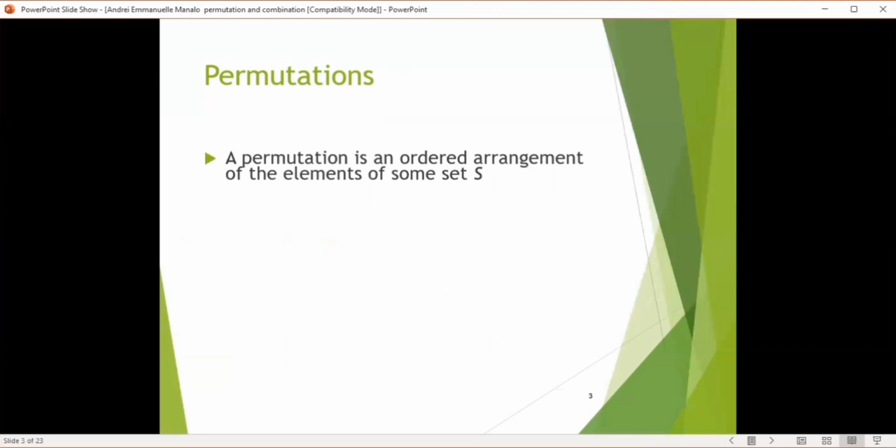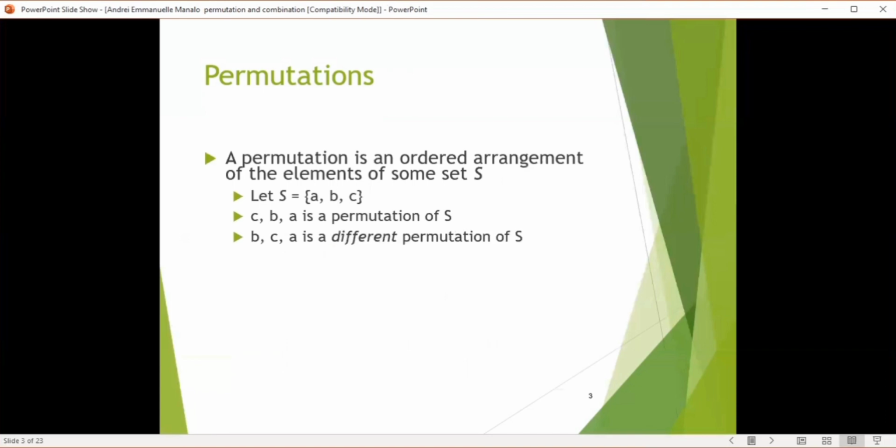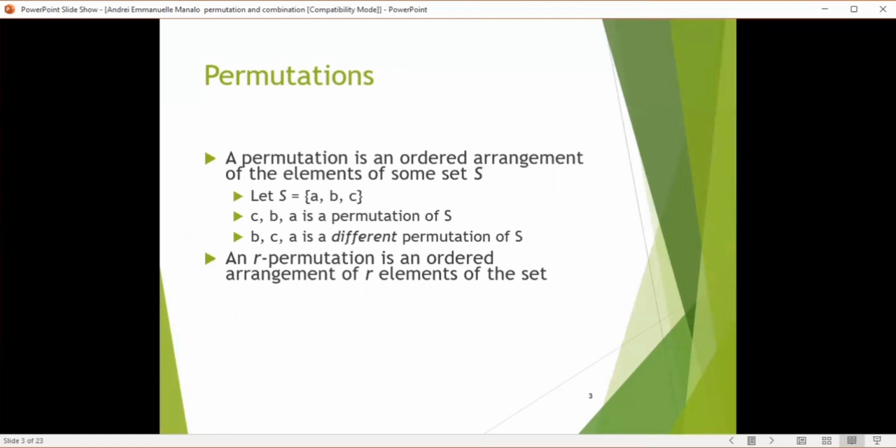What is a permutation? A permutation is an ordered arrangement of the elements of some set we call S. Let S equal A, B, and C. CBA is a permutation of S. BCA is a different permutation of S. An r-permutation is an ordered arrangement of r elements of the set.